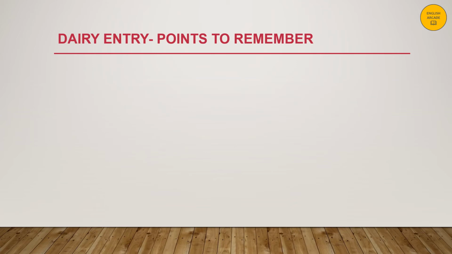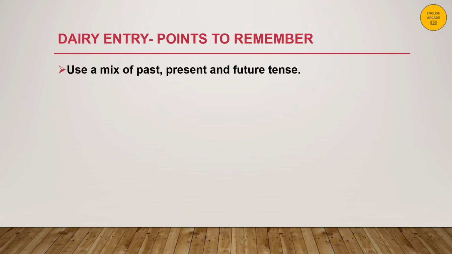Some important points to remember while writing a diary entry. Use a mix of past, present, and future tense. When we are describing a past event, an incident, we use the past tense. When we are talking about how we feel at the present due to that incident or event, we use the present tense. And when we talk about the future course of action, we use the future tense.